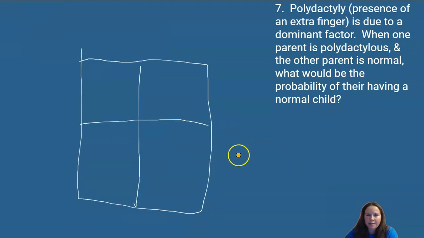On to number 7, polydactyly. This is the presence of an extra finger, or sometimes extra fingers. It's due to a dominant factor. Doesn't that sound like fun? I'm going to use a big D. A big D is polydactyly. So that means a little d is normal.